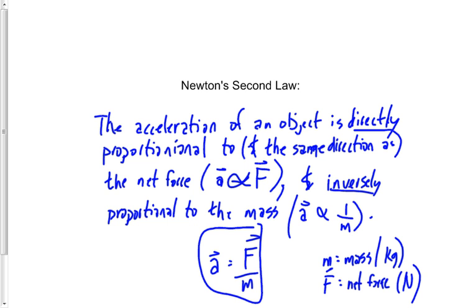So now we get two laws. An object at rest wants to stay at rest forever until acted upon by an unbalanced force. An object in motion wants to stay moving, constant speed, straight line, until acted upon by an unbalanced force. Now we also have that acceleration is directly proportional to and in the same direction as the net force, and it's inversely proportional to the mass. As F goes up, A goes up. As M goes up, A goes down.